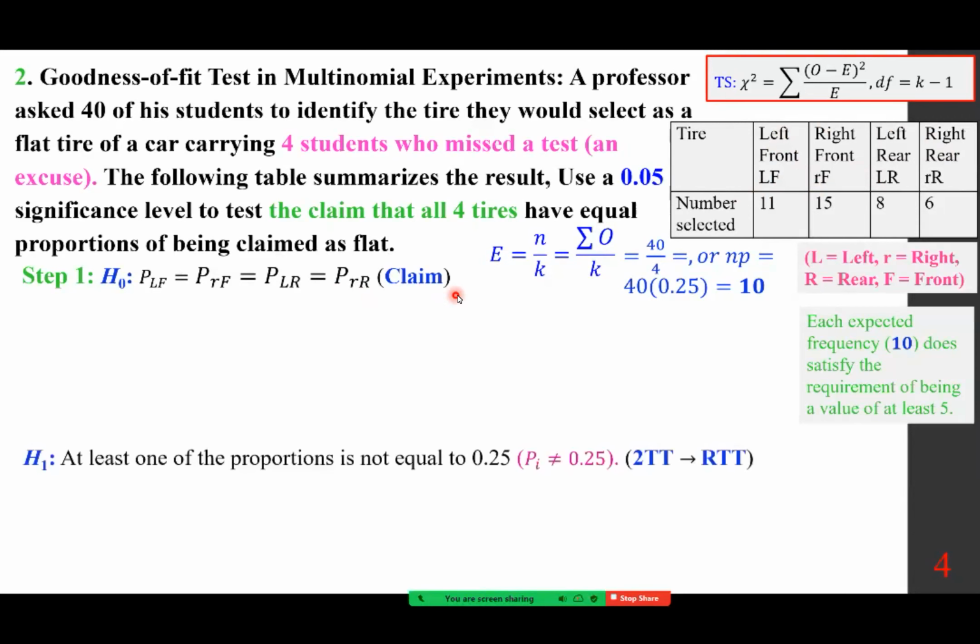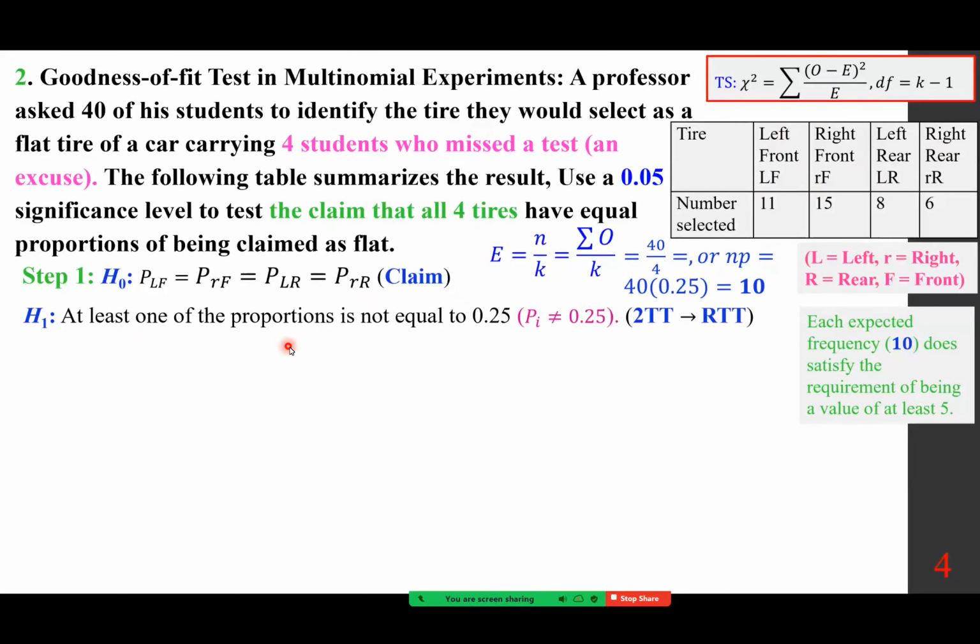And H1: at least one of the proportions is not equal to 0.25, or they are not equal, which makes it a two-tailed test. However, as I mentioned, for the restriction, we go with the right-tailed test. I will show you the result for the two-tailed test as well, but we will always treat that as a right-tailed test.